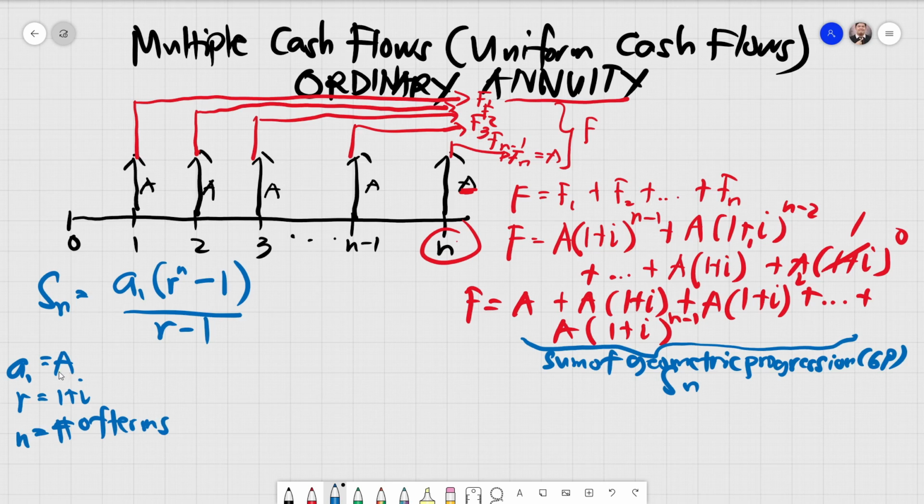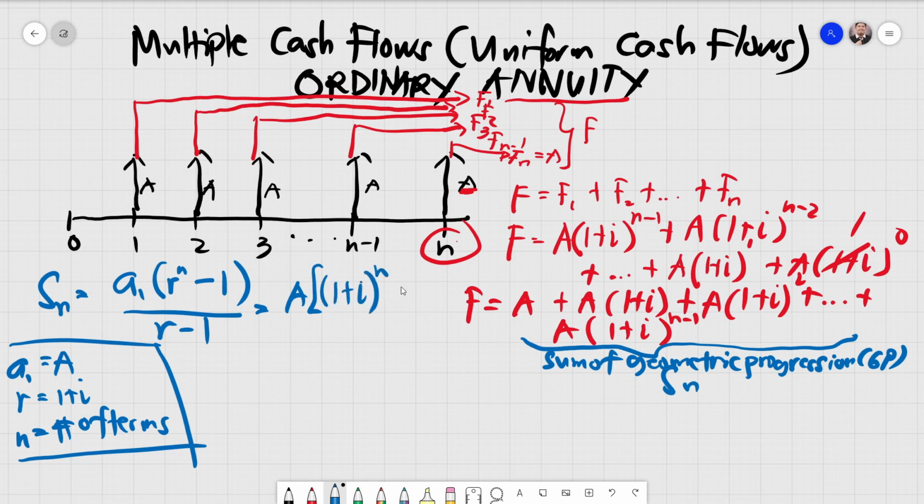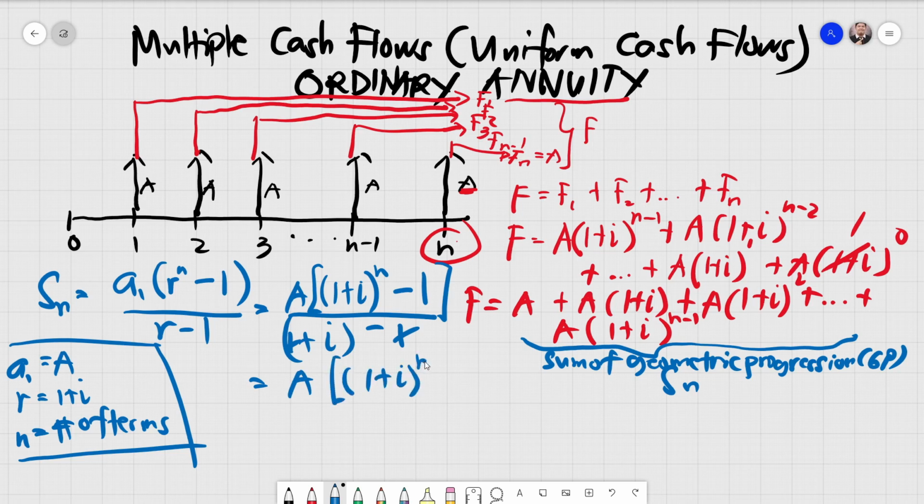So n is the number of terms that we have. Now, we substitute these values dito sa equation. So we have this A times r, which is A times 1 plus I raised to n minus 1, all over 1 plus I minus 1. Okay? Or masisimplify natin siya in this way. So ito yung 1 dito, mag-cancel lang yan. So we can simplify this as A, the quantity of 1 plus I raised to n minus 1, all over I.